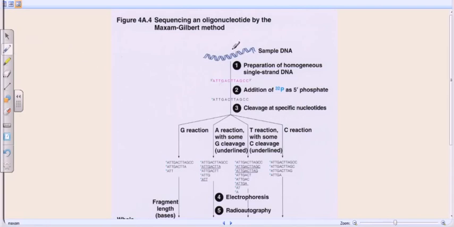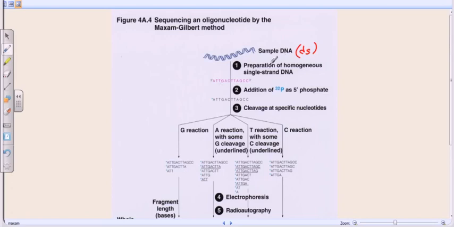Okay, so let's begin with the sample DNA. We need to prepare a homogeneous single-stranded DNA from that sample DNA, because the sample DNA is double-stranded and we don't want double-stranded DNA for our reaction. We want homogeneous single-stranded DNA, and we are just preparing it from our double-stranded DNA.